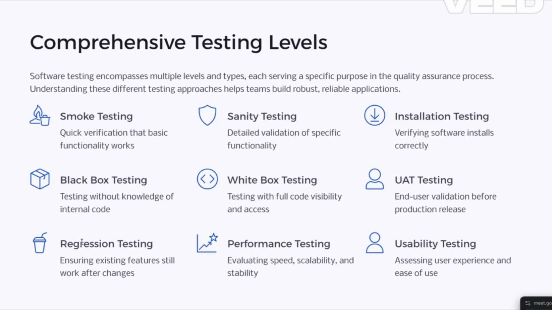Regression testing basically ensures that existing features still work after the changes. Any change that has been done can also affect the existing code, and to ensure that there are no bugs after changes, we do regression testing. Performance testing includes evaluating speed, scalability and stability of the application.